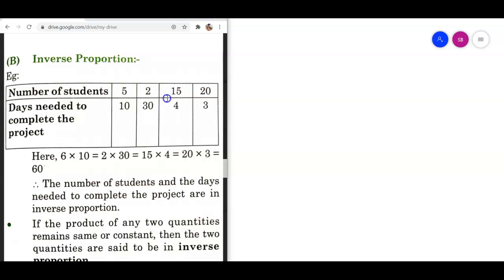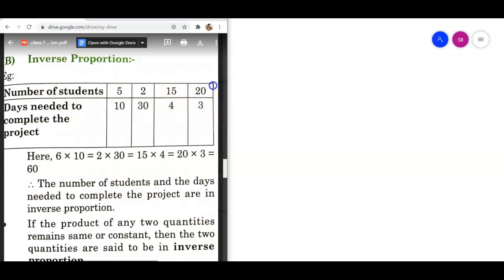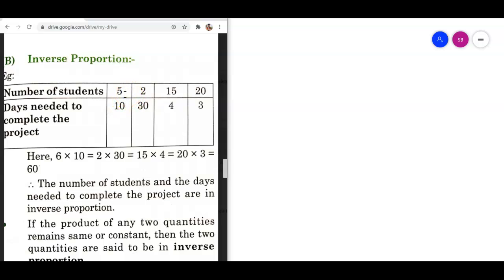Then the number of students has increased to 15. Therefore days needed have reduced to 4. Again the number of students has increased to 20, so days required have reduced to 3. So what we can see over here, whether one number increases or decreases, the product of these two is going to be the same. In direct proportion, what we saw is the ratio of the two quantities remains the same. Here what we see is the product of the two quantities remains the same.